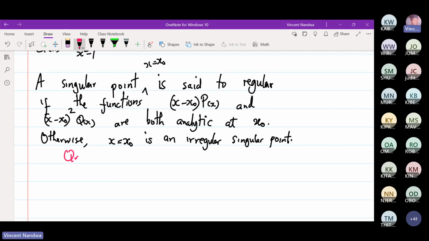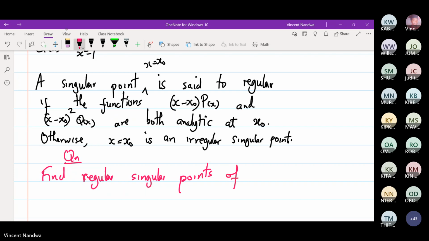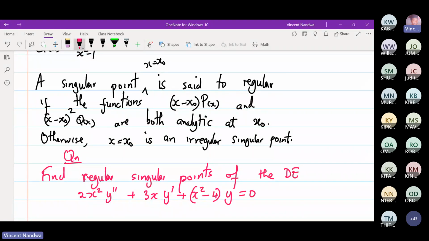In the form of a question, find a regular singular point of the differential equation 2x squared y double prime plus 3x y prime plus x squared minus 4 y equals 0.